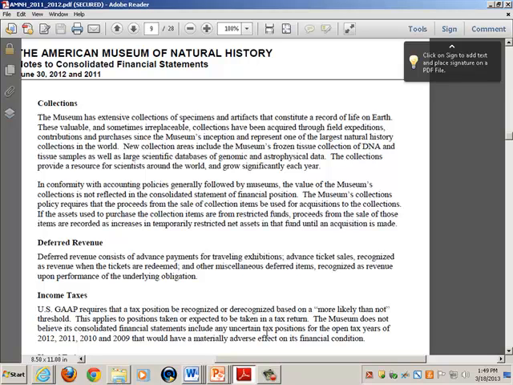Because what they say is that, yes, you can sell the Renoir, but whatever you receive from the sale has to be put back into purchasing another art collection or piece of art. So there is that footnote of their policy on how they deal with capitalization. I want you to take a look at this because it's interesting. The museum's collection policy requires that the proceeds from the sale of collection items be used for acquisition to that collection. If the asset is used to purchase the collection items, proceeds from those items should be in a temporarily restricted area.